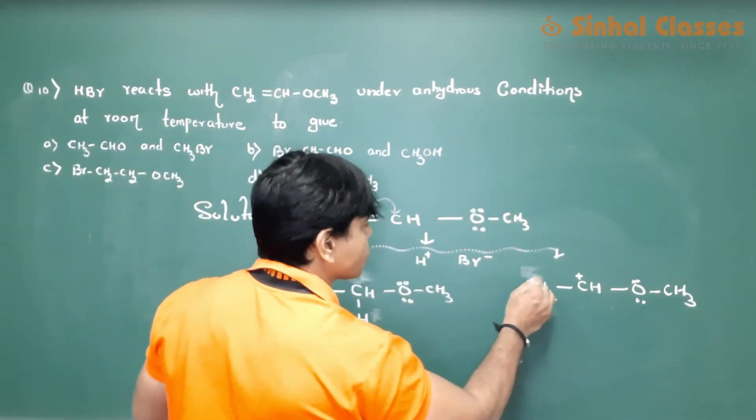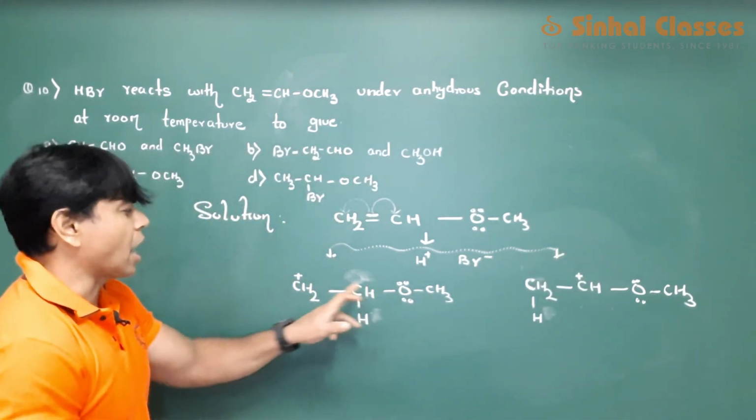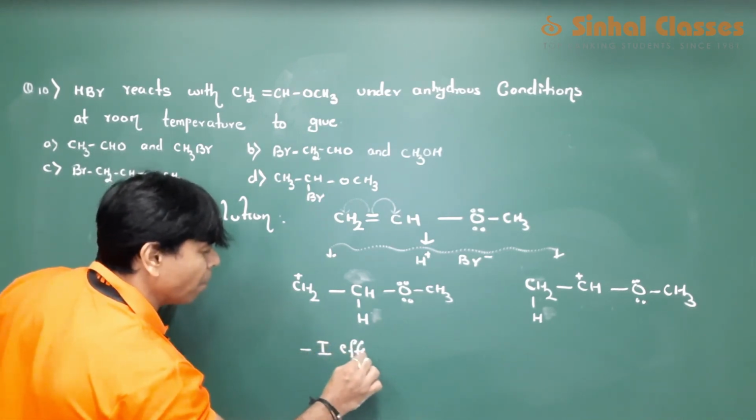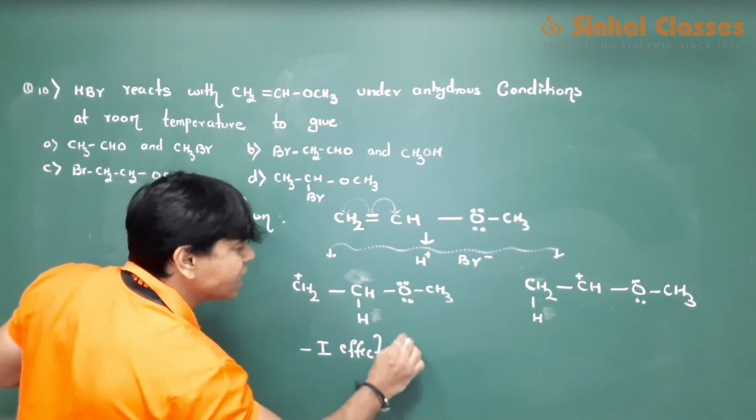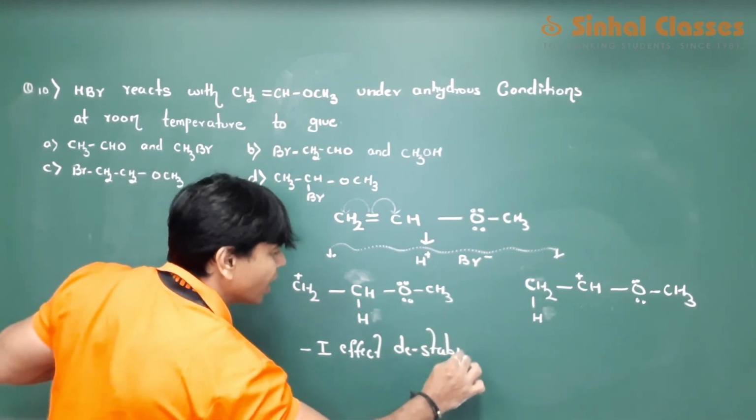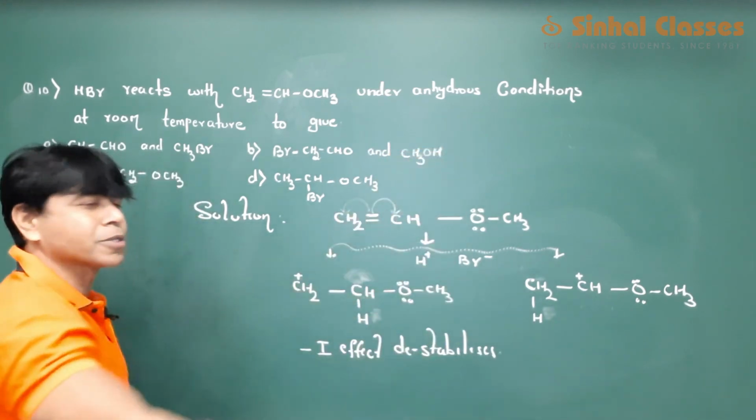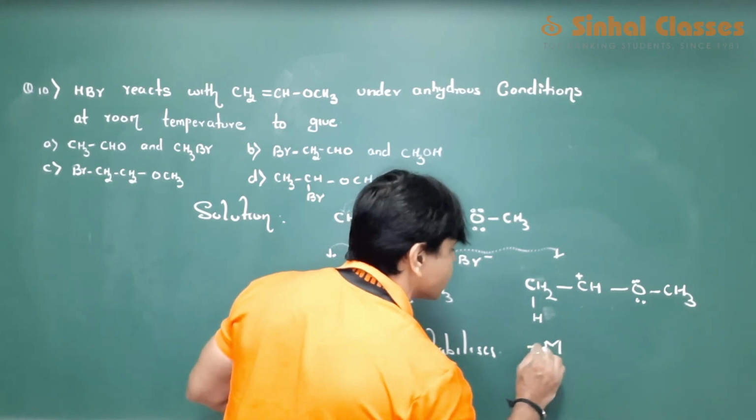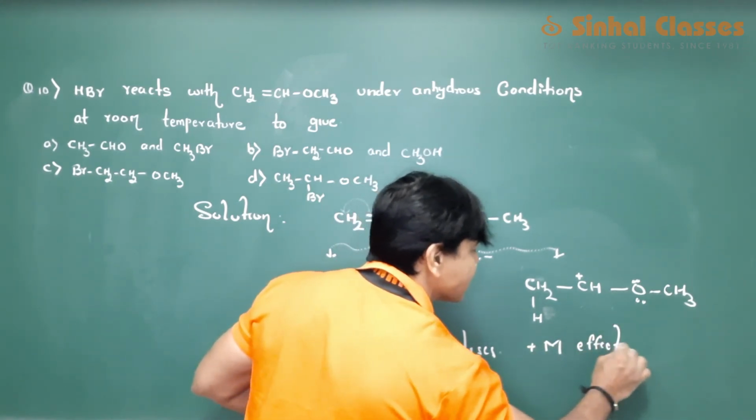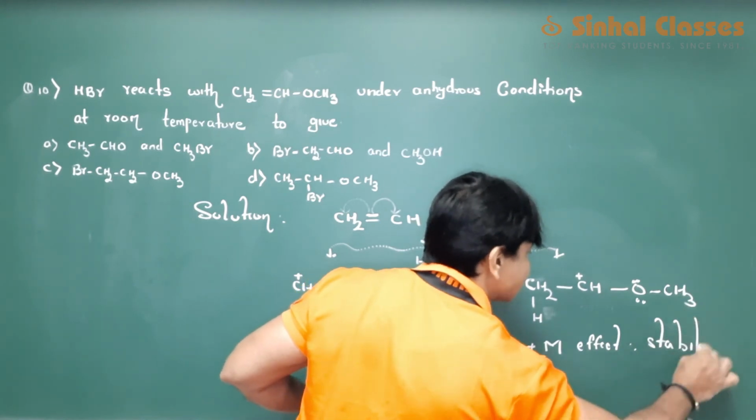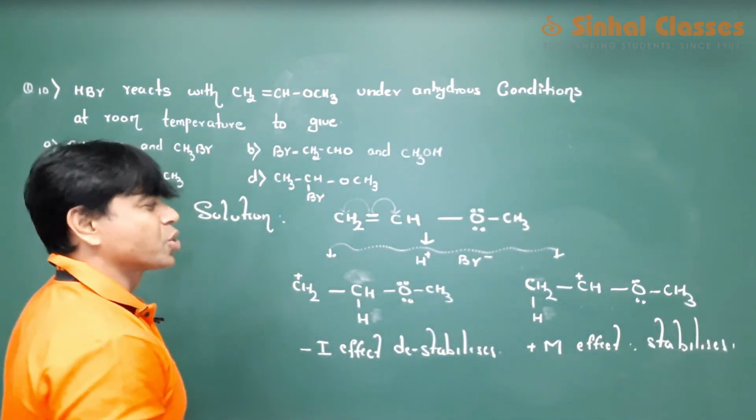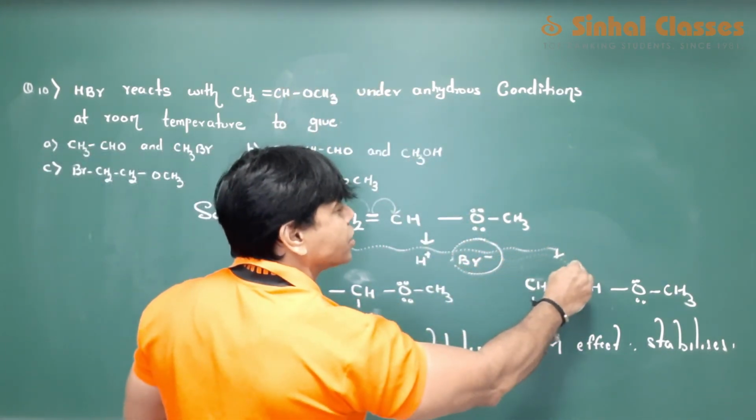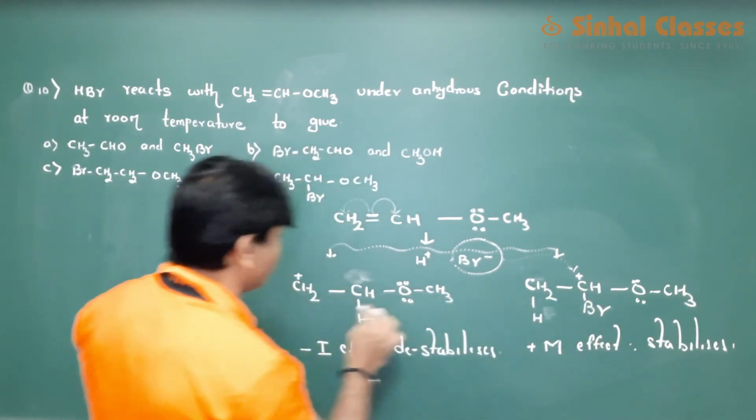Okay, now just observe this. This is the carbocation formed here. The minus I effect group destabilizes the compound, whereas this is the plus M effect, which stabilizes the compound. So in this case the Br minus will be more stable when it goes and joins here, as compared to this part.